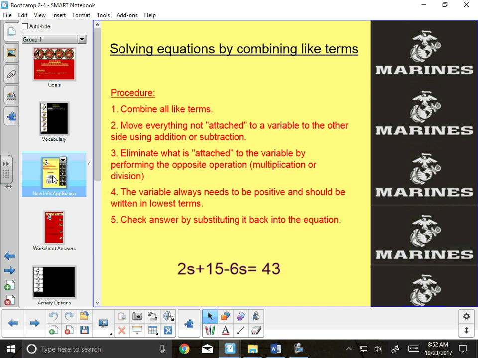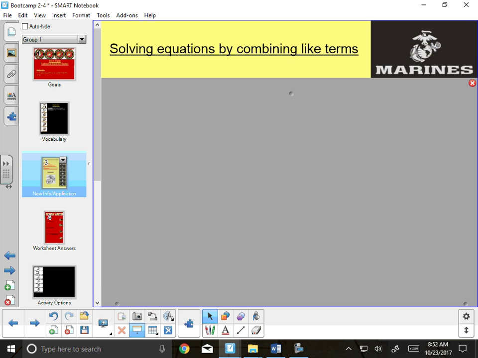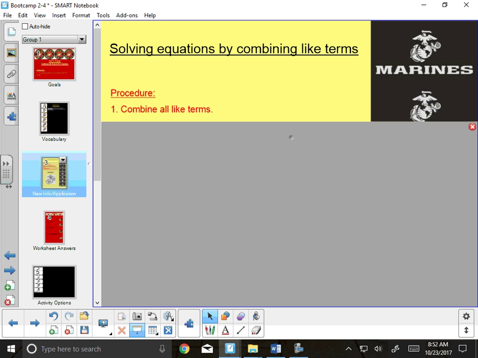So we're going to start off by going through a procedure for solving equations by combining like terms. Step 1, you're going to combine all like terms. Pretty simple, pretty self-explanatory. We did this last chapter, but before we were doing expressions, and this time we're going to be working with equations.